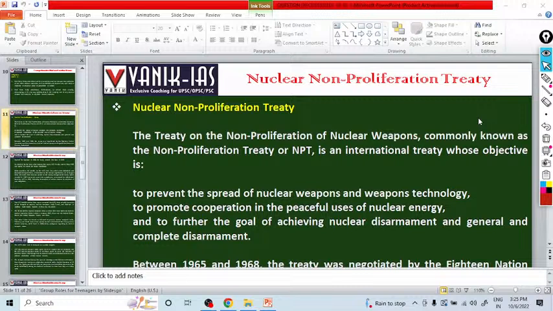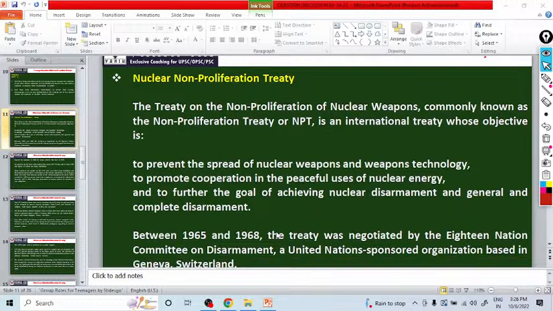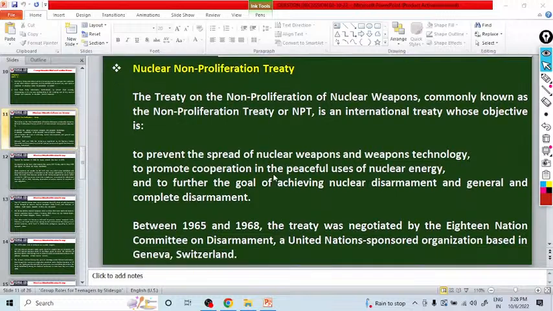The Treaty on Non-Proliferation of Nuclear Weapons, commonly known as the NPT, is an international treaty whose objective is to prevent the spread of nuclear weapons and weapon technology, to promote cooperation in the peaceful use of nuclear energy, and to further the goal of achieving nuclear disarmament and general and complete disarmament.